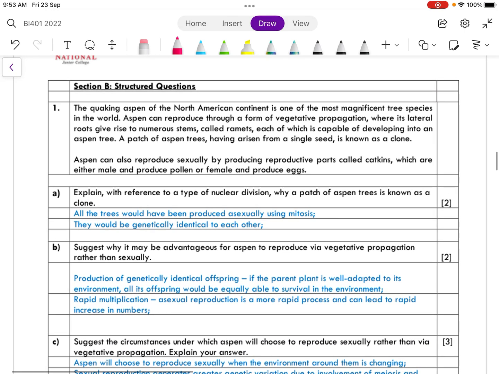Let's go to the structured question. In this structured question, they give you a case study. They say that there's this tree in the North American continent, and this tree is able to reproduce through a form of vegetative propagation, which is a form of asexual reproduction. So this question is really trying to see your understanding of asexual reproduction. What are the benefits, the advantages or the disadvantages, when one might want to use it, and when this may not be used.